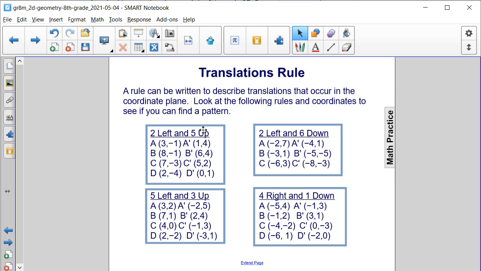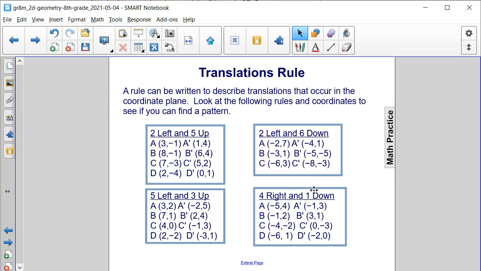And now let's look at the up and down directions to see what happens with the y-coordinates. So I have -1 to 4, -1 to 4, -3 to +2, -4 to +1. It looks like I'm adding 5 when I move up 5 units. Let's see, this one says 3 up. So do we add 3 each time to the y? Let's see, 2 to 5. Yes, I added 3. 1 to 4. 0 to 3. -2 to 1. I'm adding 3 each time.